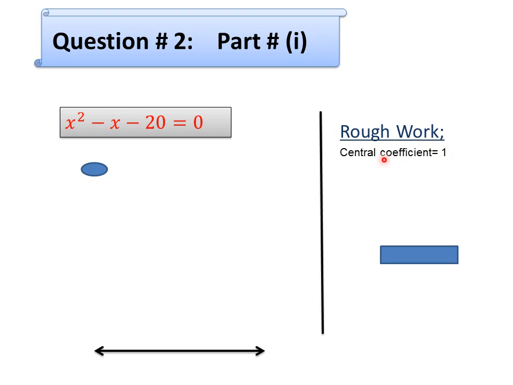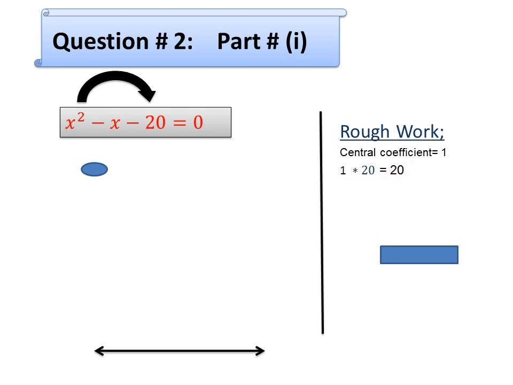First of all we will look for the central coefficient. What is the central coefficient? The central term is the term having x with it. There is no written coefficient, so we can say that the coefficient is 1. Then for the midterm break, we will multiply the coefficients of the first term and the third term. In the first term we have coefficient 1 and in the third term the constant is 20. So we multiply 1 into 20 and get 20.